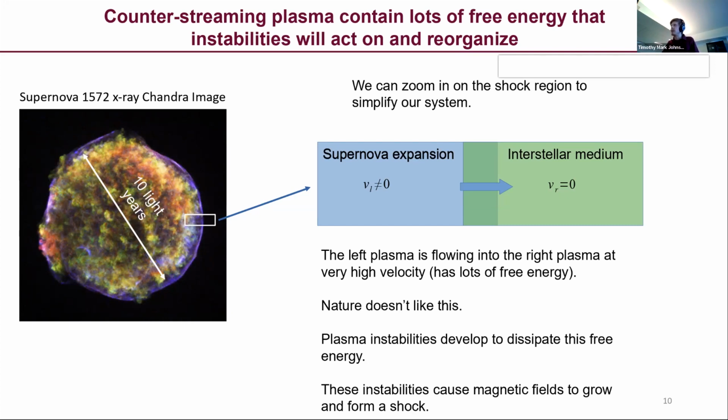And so in this specific case, we'll have instabilities such as the Weibel instability growing, and this will redistribute the initial flow energy into magnetic fields. And the fields will start to reorganize the particles, and if enough time allows and if the conditions are right, a collisionless shock will form.